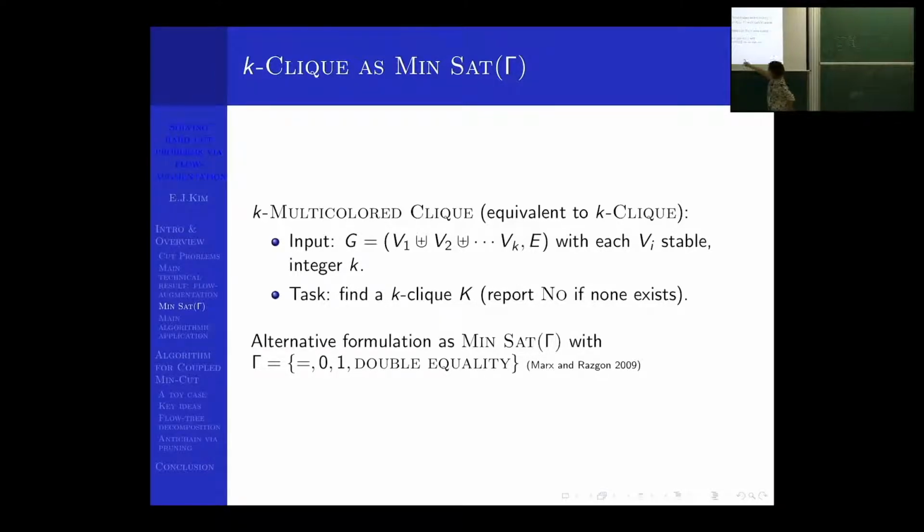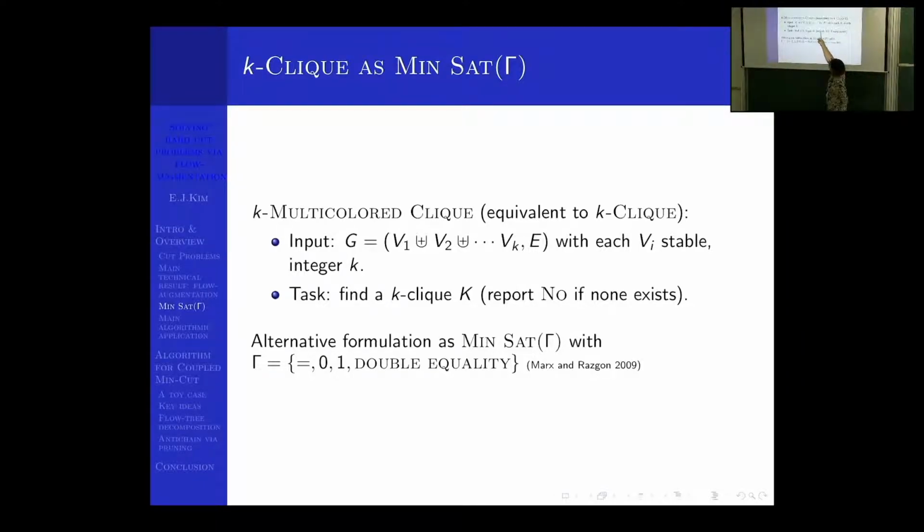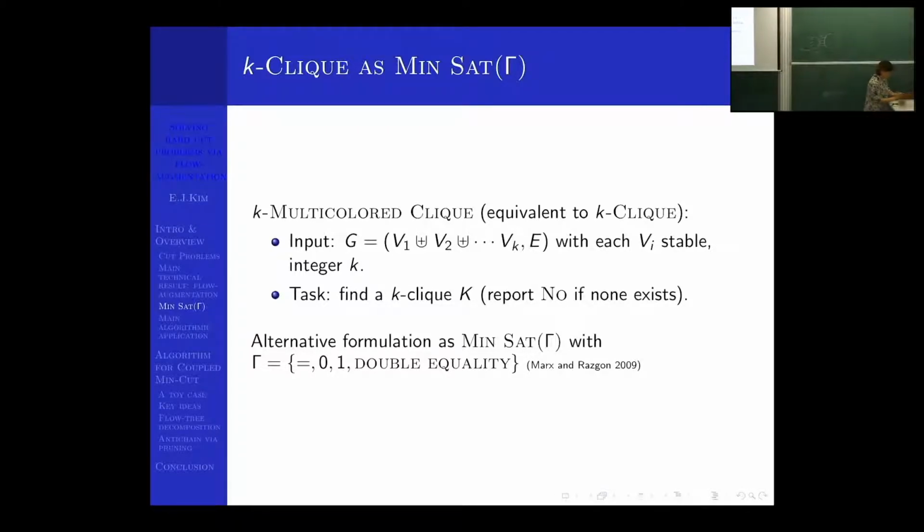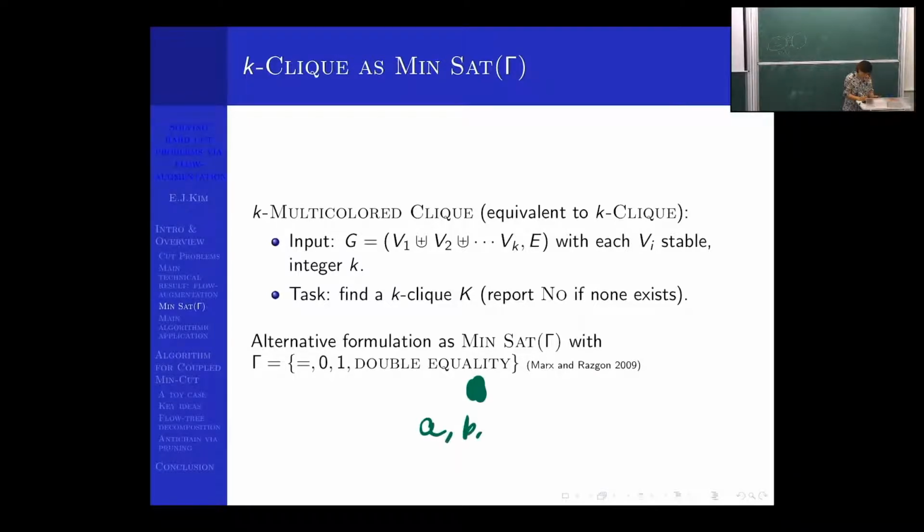Now you can formulate k-multicolored clique as a Min-SAT gamma problem, where gamma uses the three relations that we saw before. On top of them, we use double equality. The arity is 4. When applied on four variables A, B, C, D, the assignment satisfies this constraint if A equals B and C equals D.